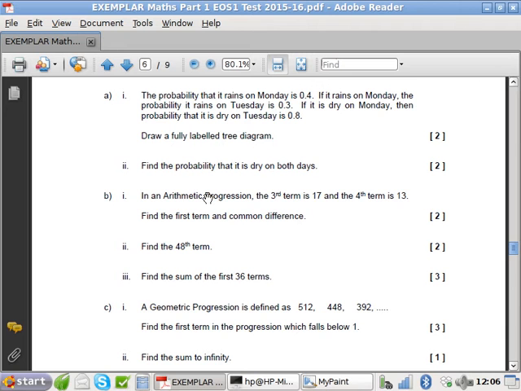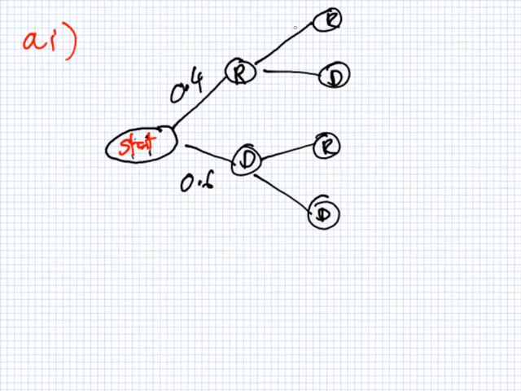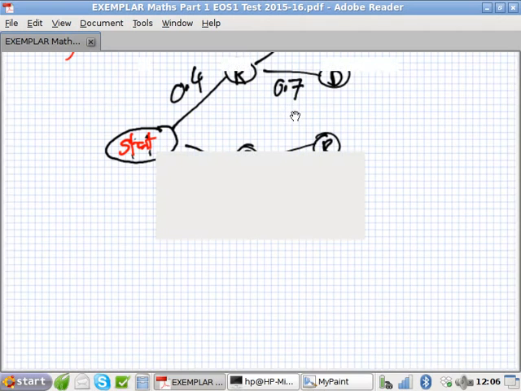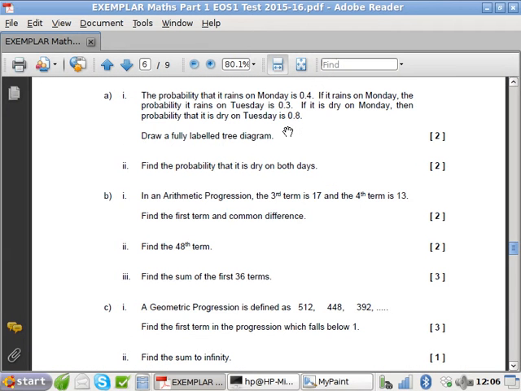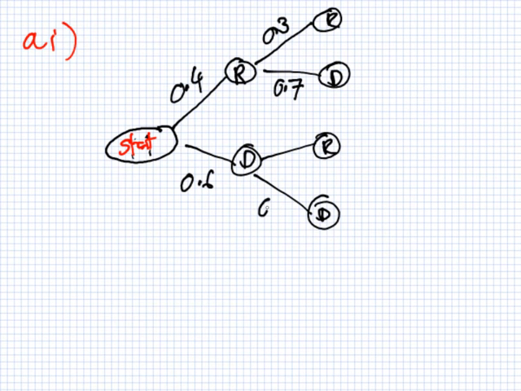If it rains on Monday, then the probability it rains on Tuesday is 0.3, so then it must be a 0.7 here. And if it is dry on Monday, then there's a 0.8 chance that it's dry on Tuesday as well. So that's a 0.2 there. Okay, so you should have something like this, or you should have exactly this.